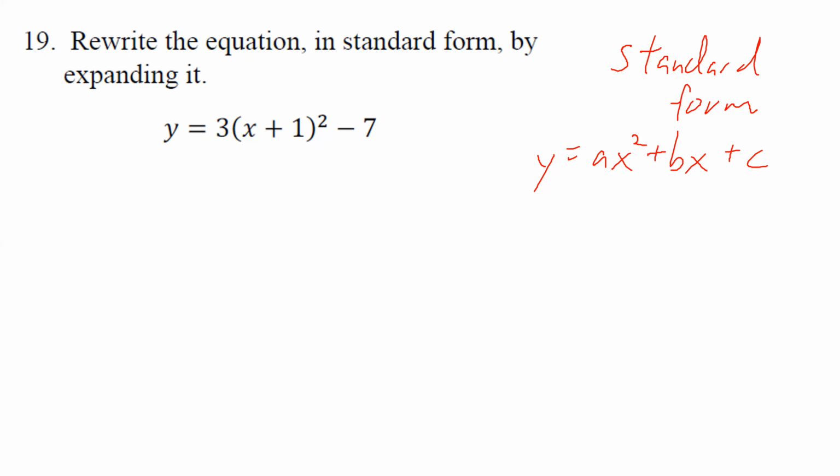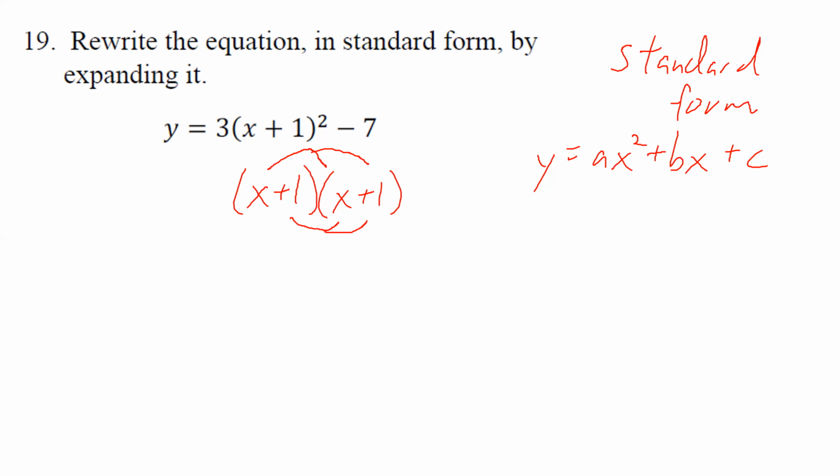So we have to multiply things out in order to get this into standard form. First, dealing with the parentheses that are being squared, we have to actually go through and square that. So we're going to have essentially our distributive property to multiply those 2 values together, because that's what x plus 1 squared is doing.